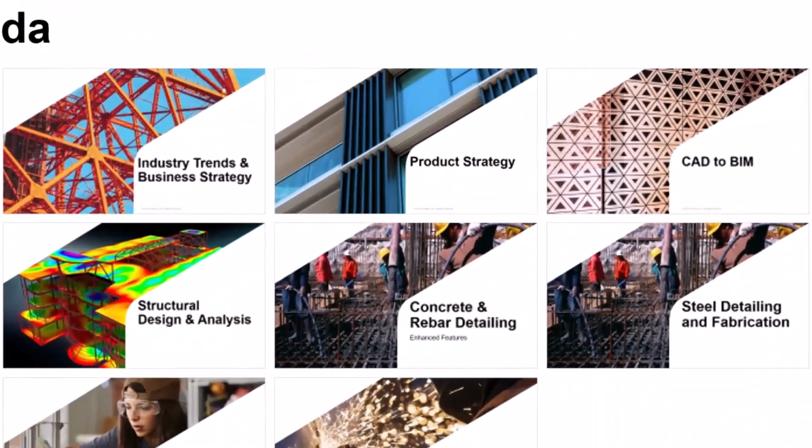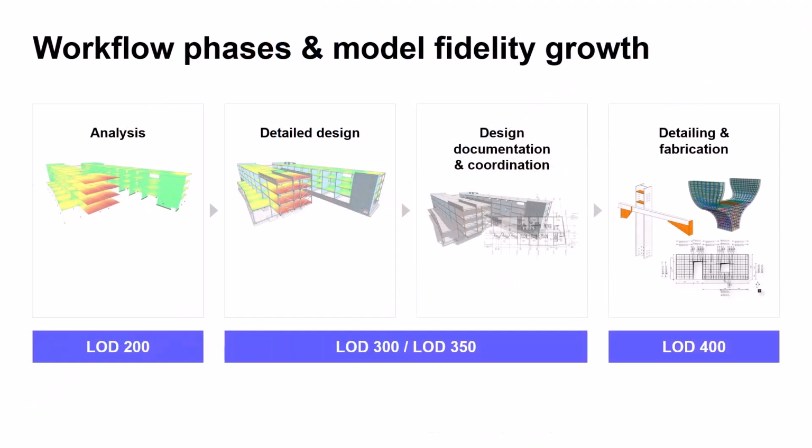So let's move into the product strategy. What is presented on this slide could be a typical structural flow of users' activities leading to structural outcomes. Some structural analysis to understand buildings' behavior, structural design to determine sizes of elements according to local design codes, structural modeling for construction with cross-disciplinary BIM coordination, and detailing and modeling for fabrication and construction. We are focused on steel and concrete here.